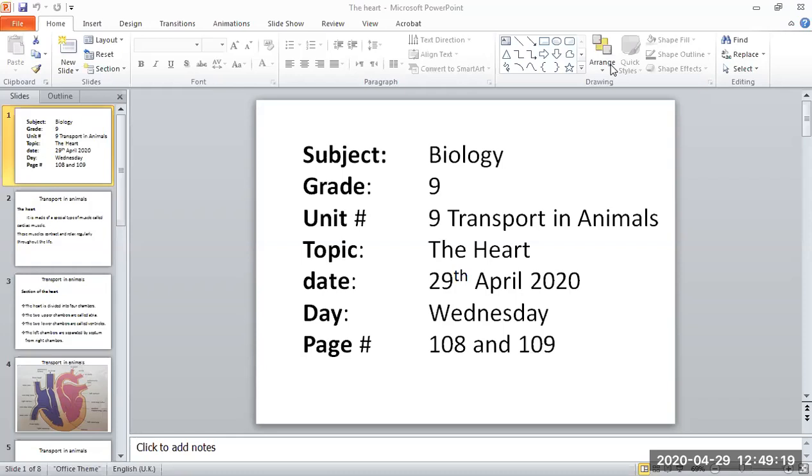Today our topic, our unit is transport in animals, and today our topic is the heart, the main body part of our body. Open your book, page number 108. We will discuss these two pages, 108 and 109. Now let us start.